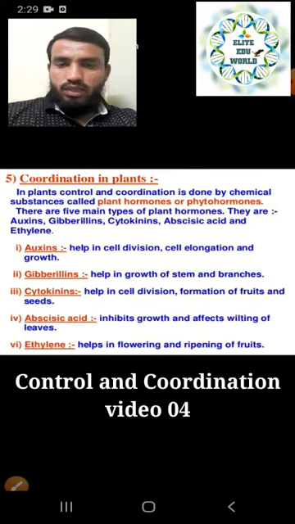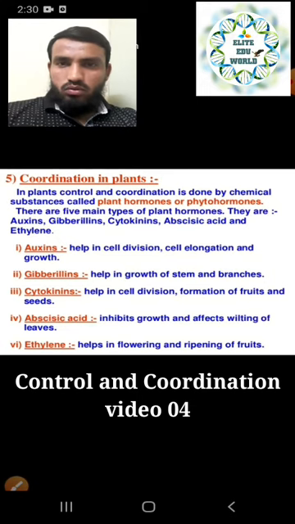And the last one we can say is ethylene, that helps in the flowering and ripening of the fruit. When the plant needs a flower in that part, that is also controlled by the ethylene. When they want to grow the flower and when they want to ripen the fruits, that is also controlled by this hormone ethylene.